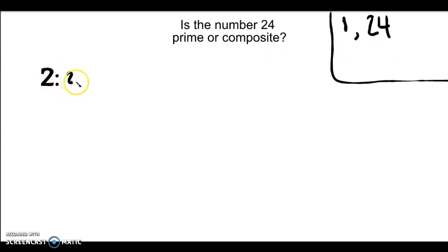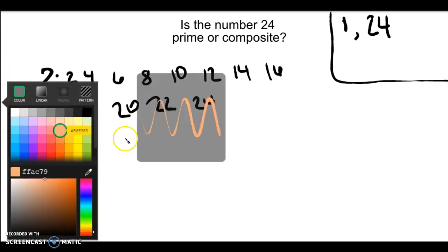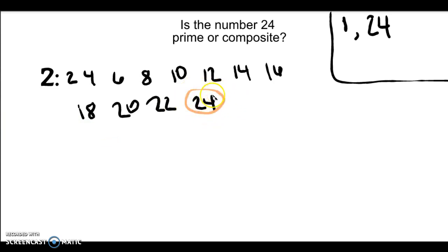I've got 2, 4, 6, 8, 10, 12, 14, 16, 18, 20, 22, and 24. Oh, look, there's the magic number right there, right? All right, so let's talk about what that means, the fact that we've hit the number 24. Okay, that means counting up by 2s a certain number of times will give us 24. Let's figure out that number.